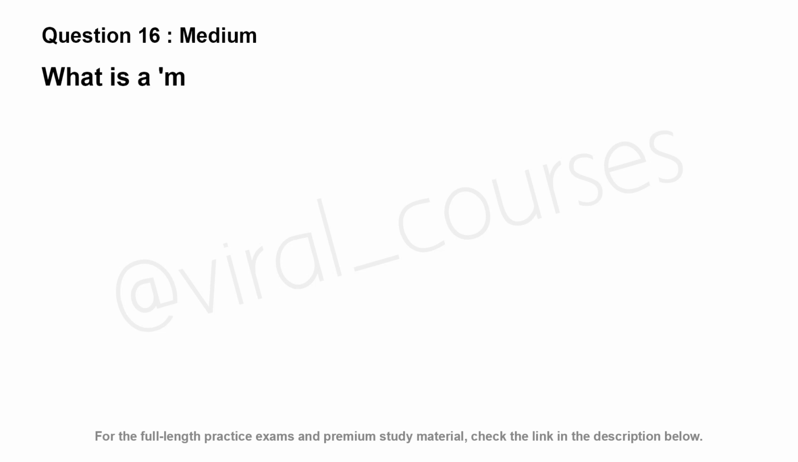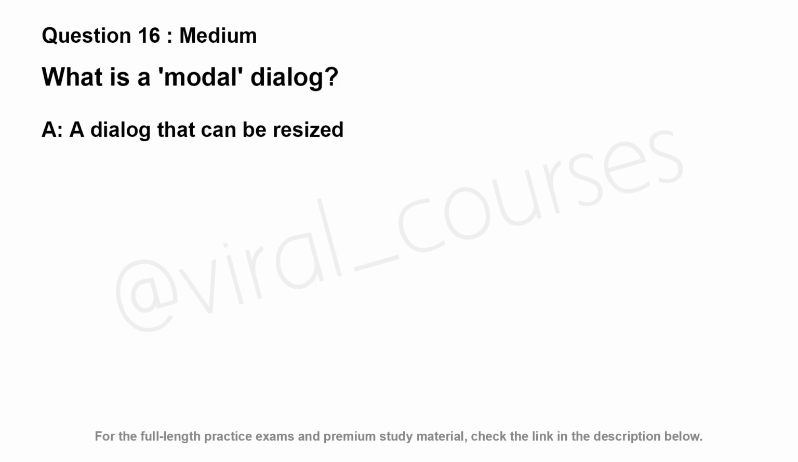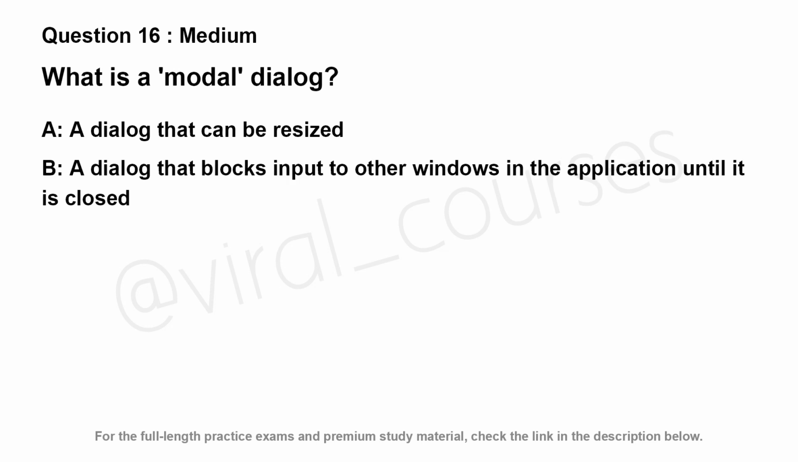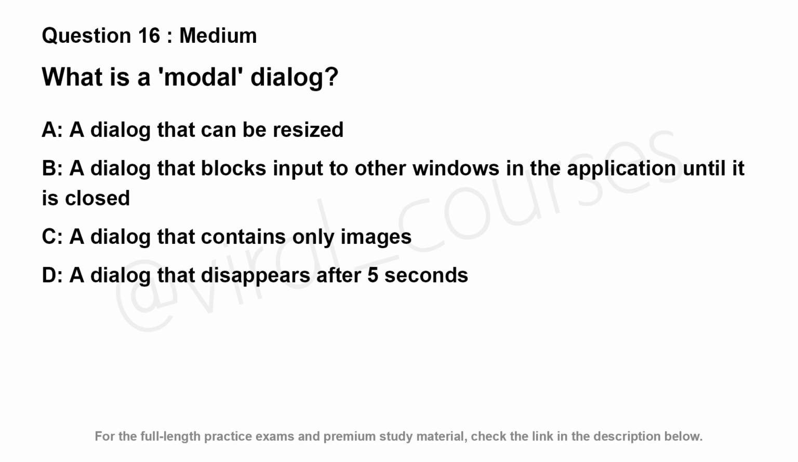What is a modal dialog? Option A, a dialog that can be resized. Option B, a dialog that blocks input to other windows in the application until it is closed. Option C, a dialog that contains only images. Option D, a dialog that disappears after 5 seconds.